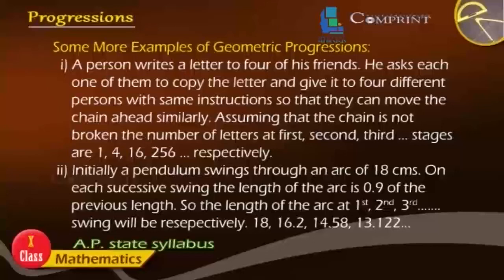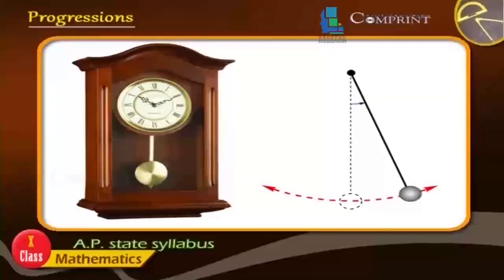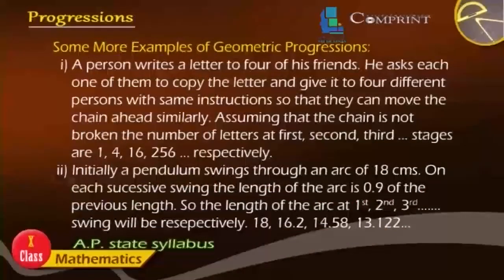Number 2. Initially, a pendulum swings through an arc of 18 centimeters. On each successive swing, the length of the arc is 0.9 of the previous length. So, the length of the arc at first, second, third and so on swing will be respectively 18, 16.2, 14.58, 13.122, and so on.